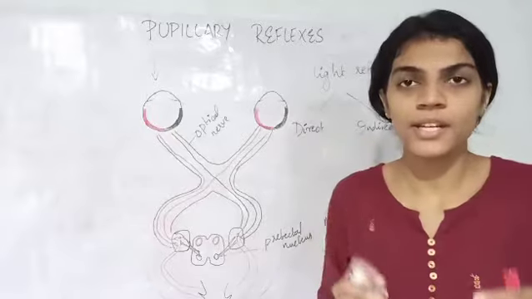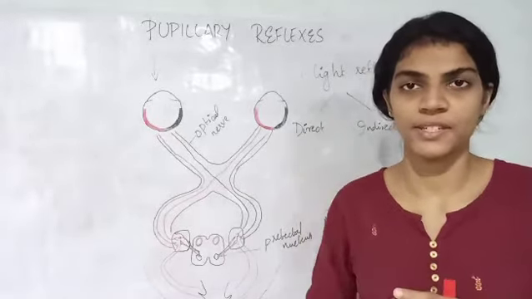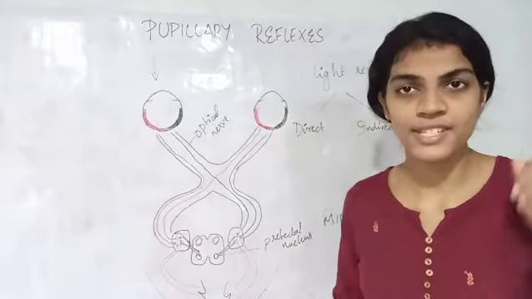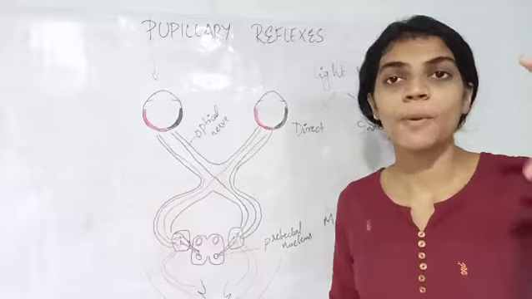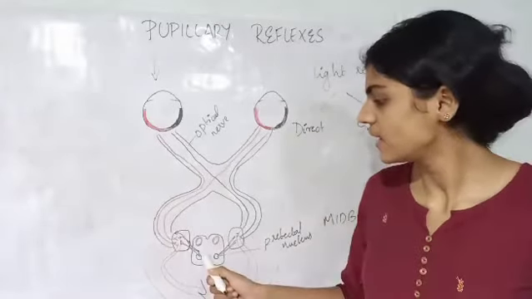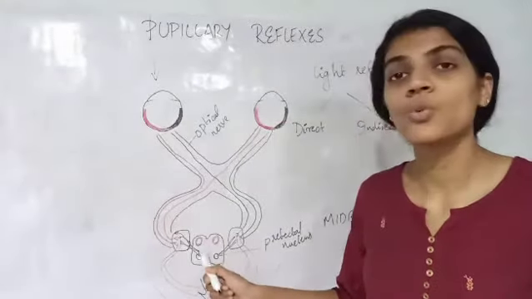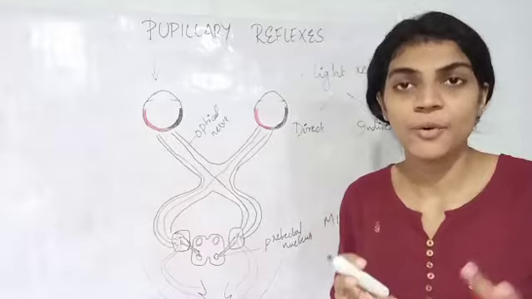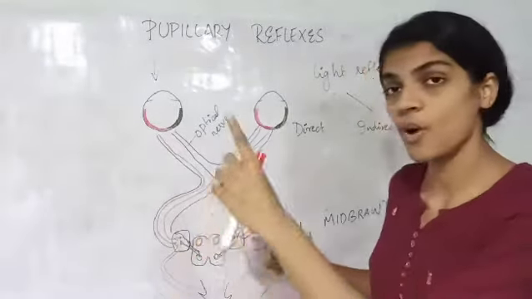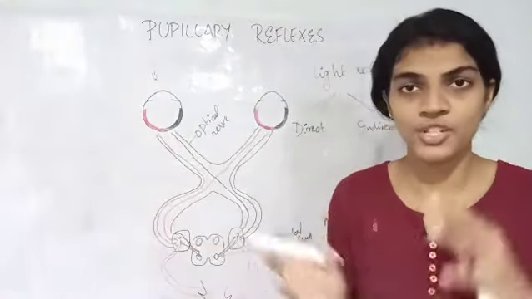The very important thing is that the pretectal nucleus is the center for light reflex, like we have seen the visual cortex. The visual cortex is the center for visual perception, that is, vision production. In the case of light reflex, the pretectal nucleus is the center for producing light reflex. So the information in the form of impulses reaches the pretectal nucleus and the information is processed here.